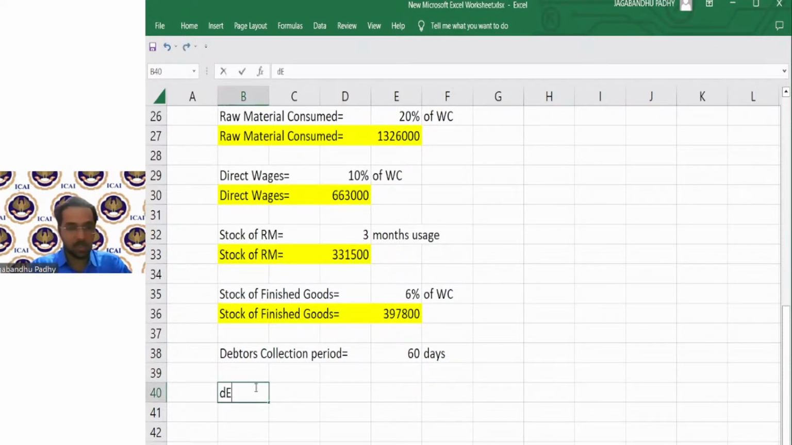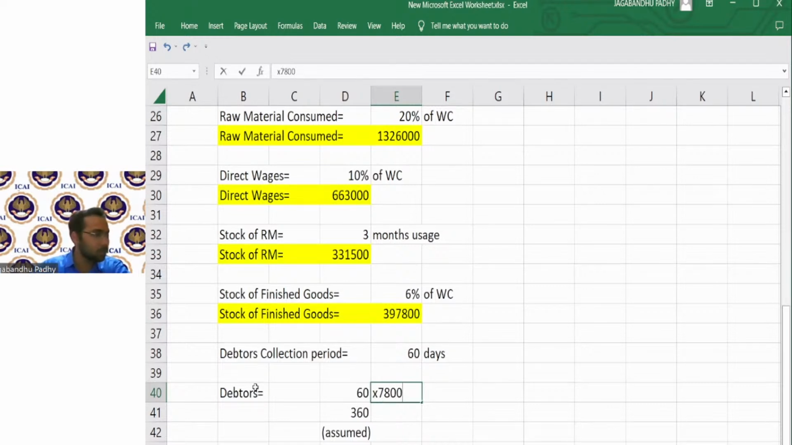So we can simply say that debtors will be 60 by 360. So 360 is what we are assuming over here to make the calculation easier. You can take 365 also. You will get a bit different answer, but that's fine. So debtors is 60 by 360 times of the sales that we have. So that sales is 78 lakh anyway, right? So we had a sales as 78 lakh.